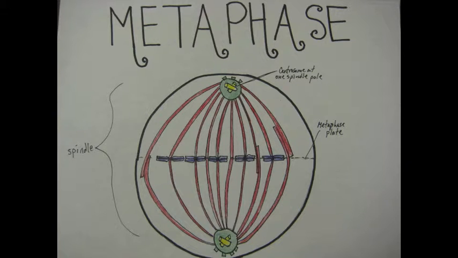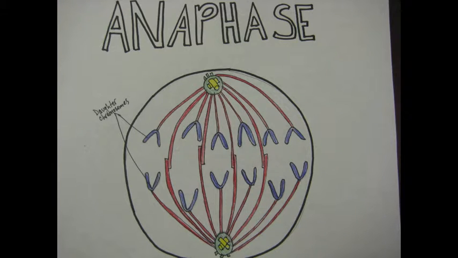Metaphase is the third step in mitosis. The chromosomes have now aligned along the metaphase plate, an equatorial plane dividing the cell in half. Anaphase happens next. It is the shortest stage of mitosis.